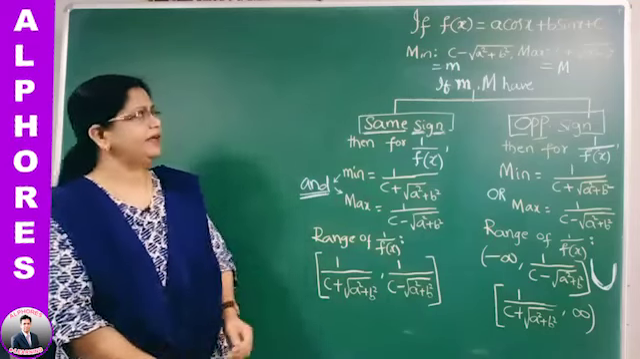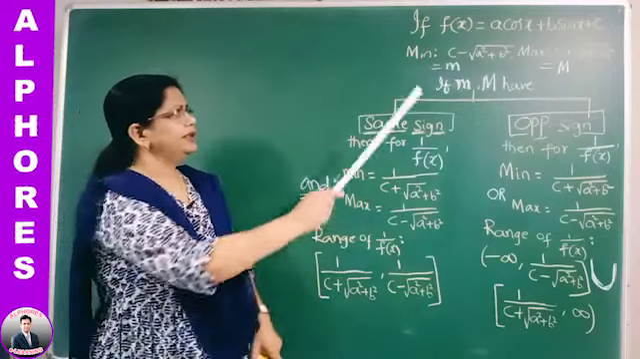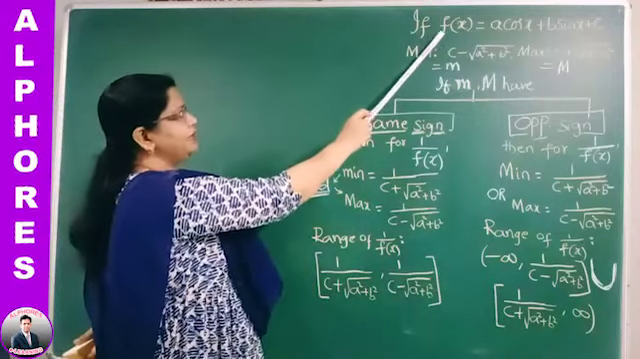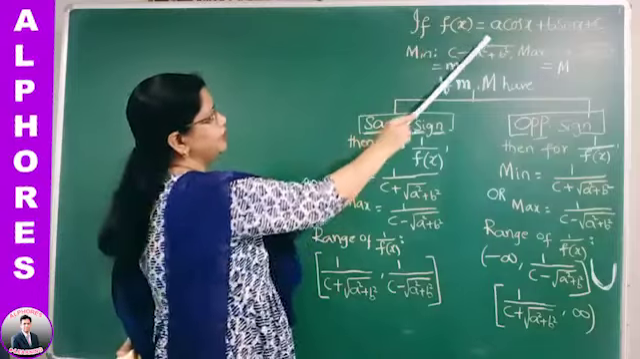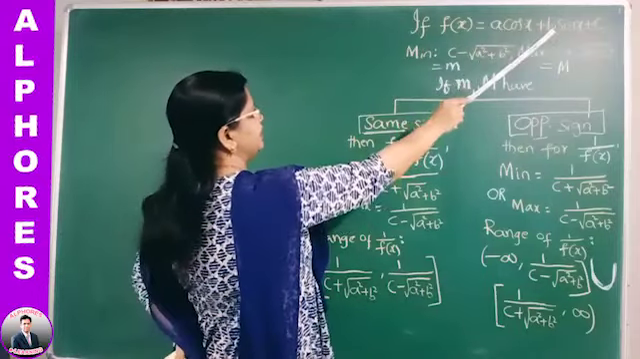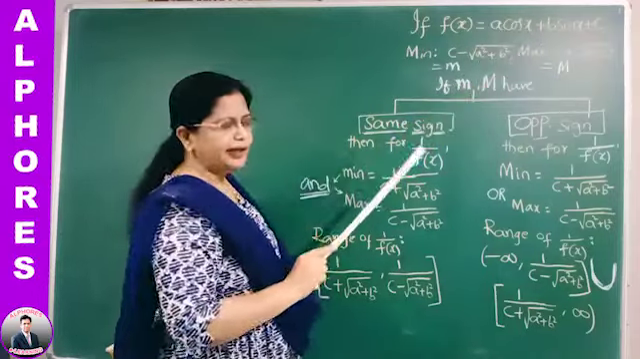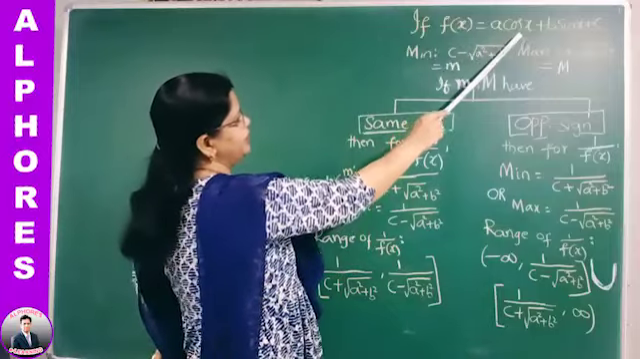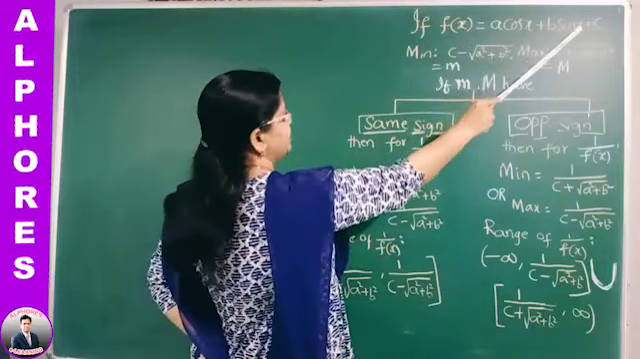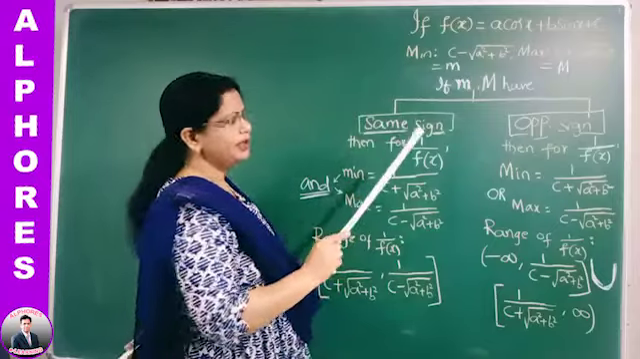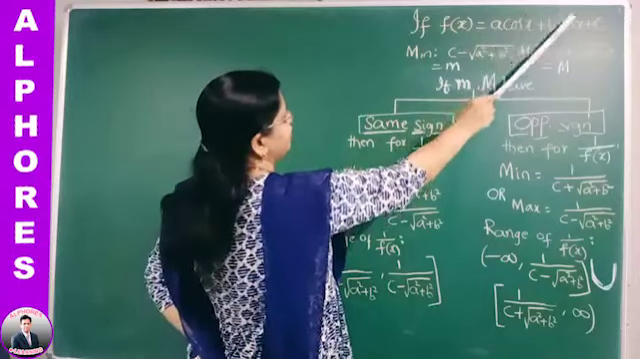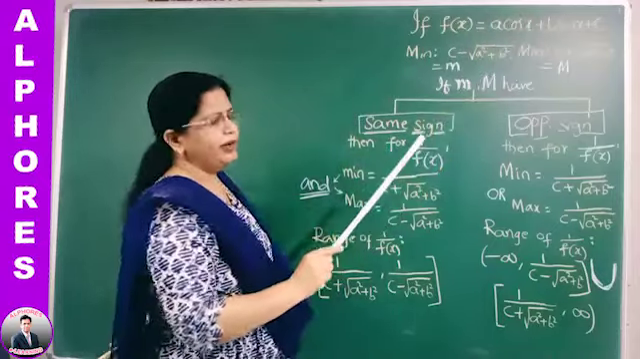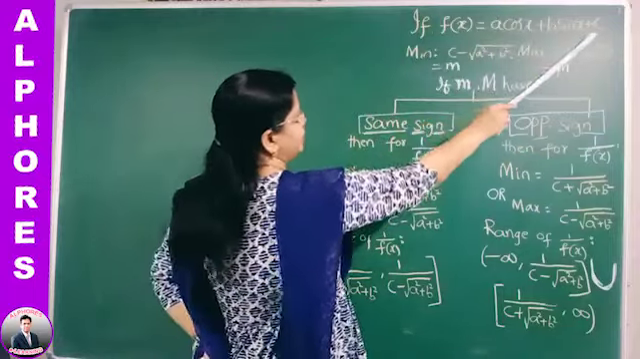In the previous session we discussed the minimum and maximum values of a model of the form a cos x plus b sin x plus c. What are the rules here? The two angles must be one and the same, and the degree of cos and sin must also be 1, and a, b, c are real numbers.